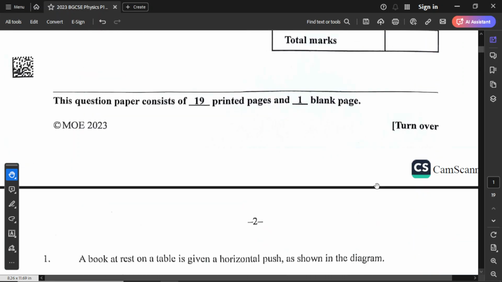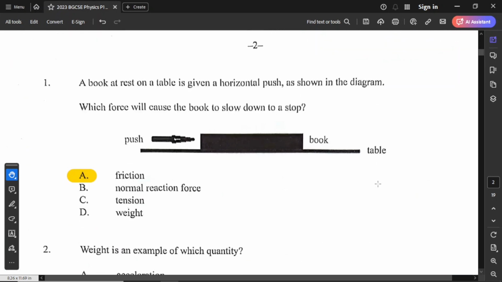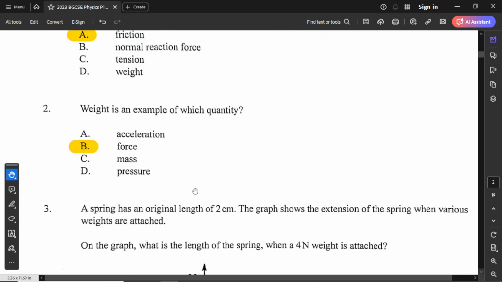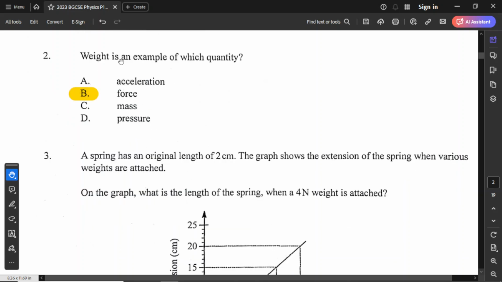Let us jump into question number 1 at this time. And question number 1 reads, a book at rest on a table is given a horizontal push as shown in the diagram. Which force will cause the book to slow down to a stop? And that force will be frictional force. For number 2, it said which is a weight is an example of which quantity, and weight is definitely a force.